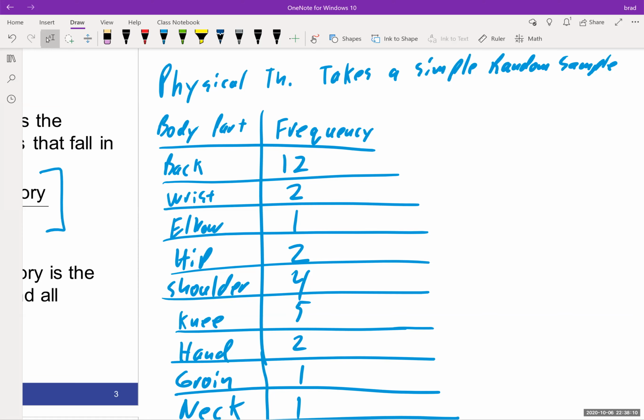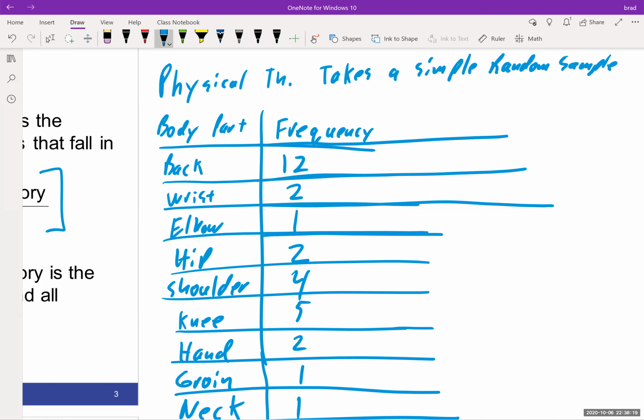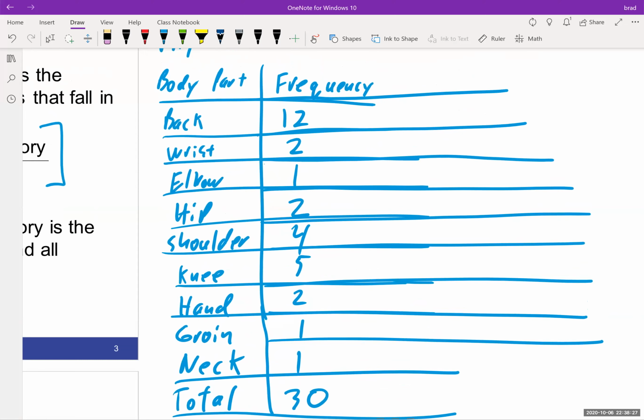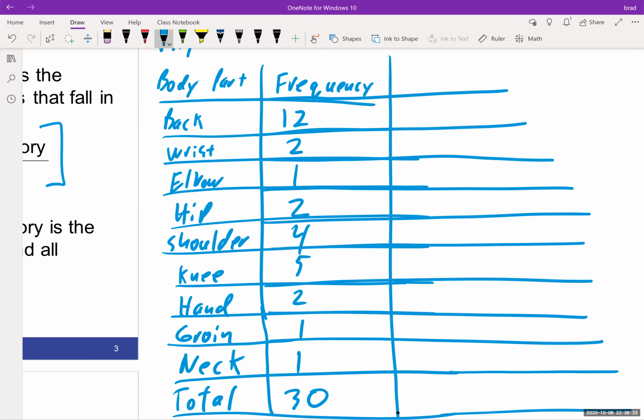So this is a frequency table. What we could do is extend this out and make another part of this table. So this is frequency, and what frequency means, once again, is just how many times it occurred.